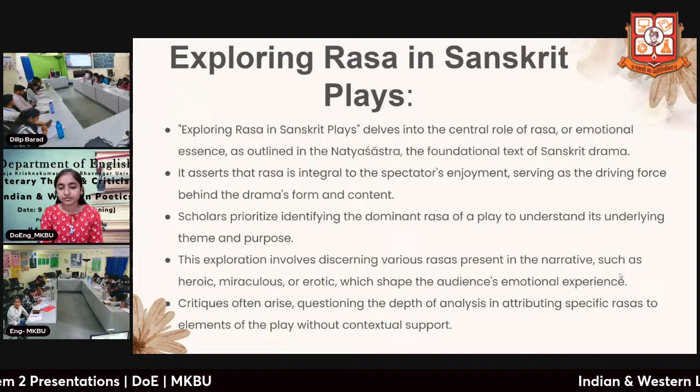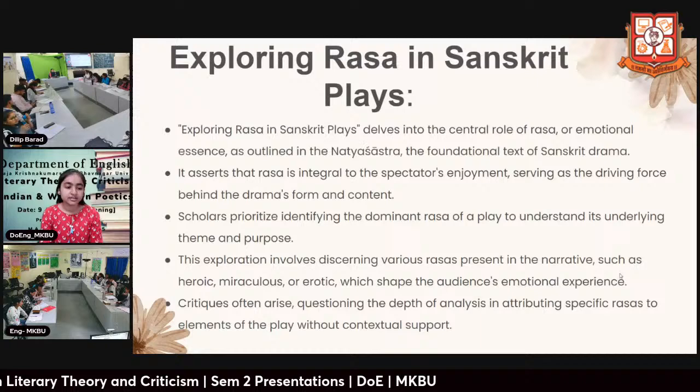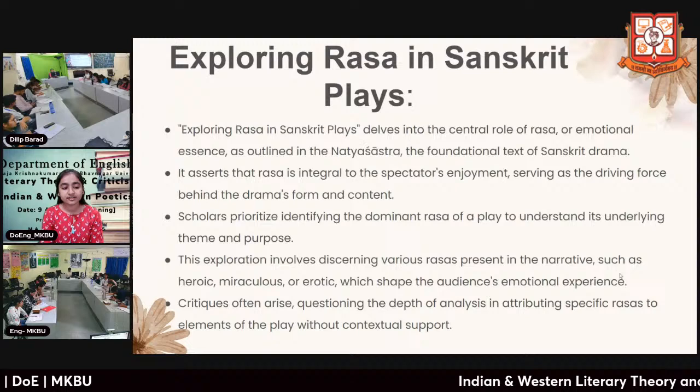It asserts that rasa is integral to the spectator's enjoyment, serving as the driving force behind the drama's form and content. Scholars prioritize identifying the dominant rasa of a play to understand its underlying theme and purpose.